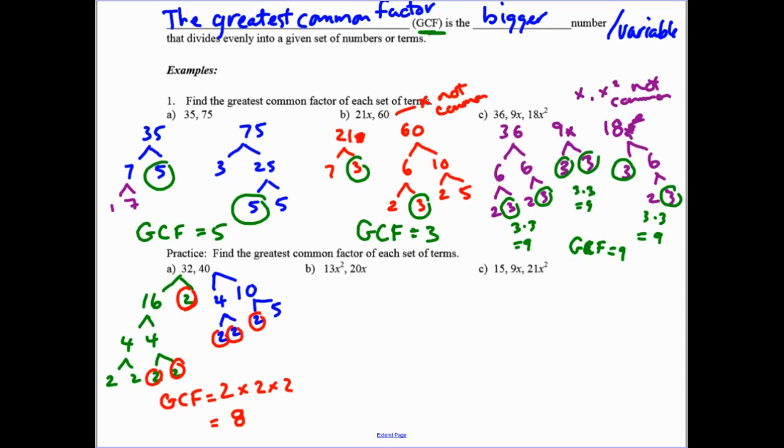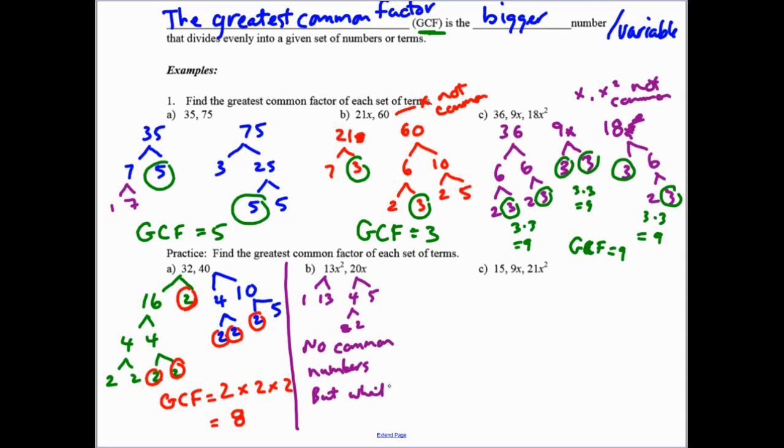All right, here we have a bit of a different scenario happening. We look and we see, okay, what can I break 13 down to? 1 and 13. What can I break 20 into? 4 and 5, 2 by 2, and we see no common numbers. But what about variables?